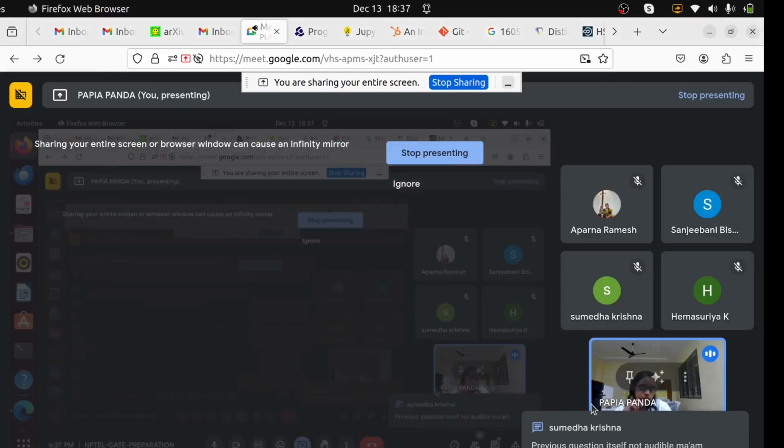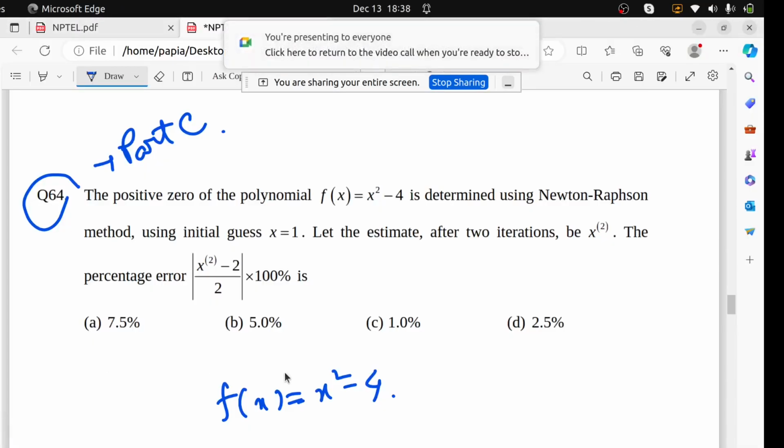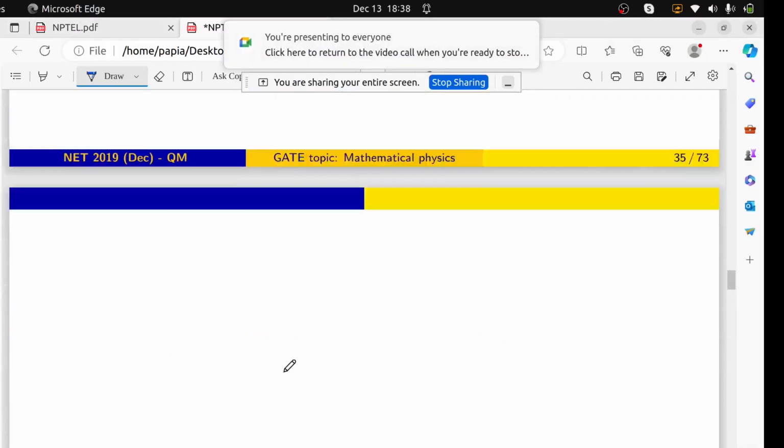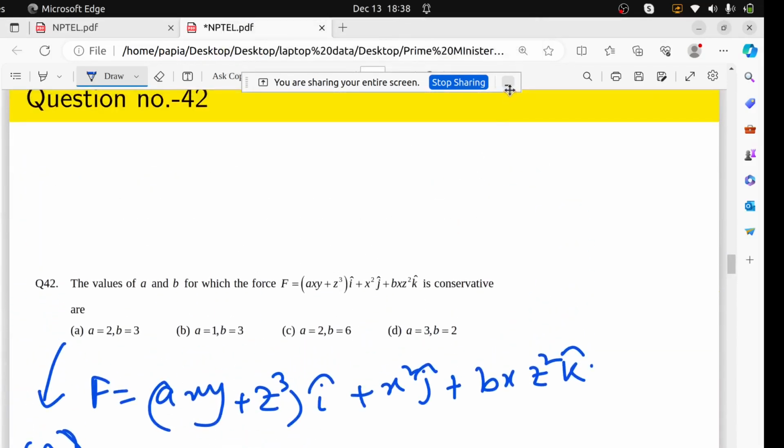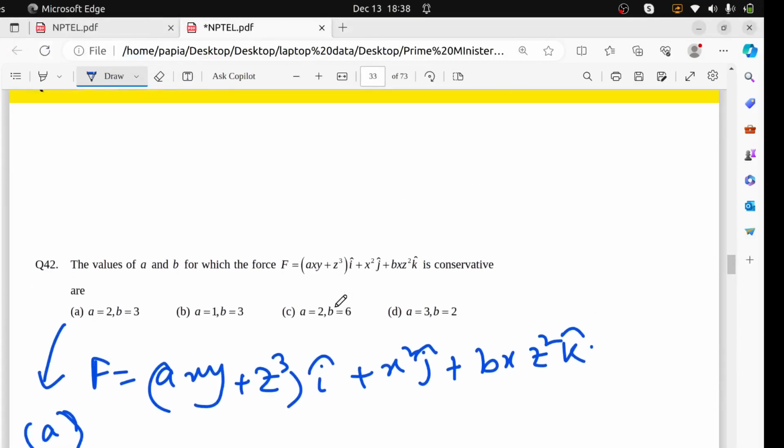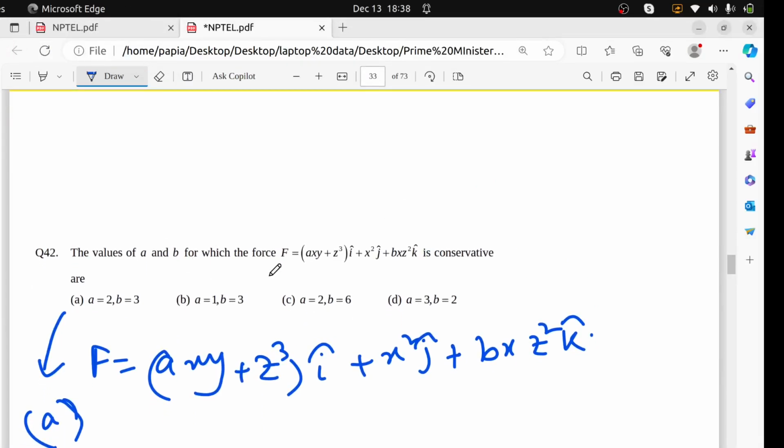Okay. The previous question was not that much difficult. I can show you the previous question. See the previous question, maybe you have seen that question at least. The values of a and b for which the force is conservative. So simply what we need to calculate is curl of F equals 0. Right? Then if I do the curl, the answer of a and b will come as a equals 2 and b equals 3. That's it. Is it fine?